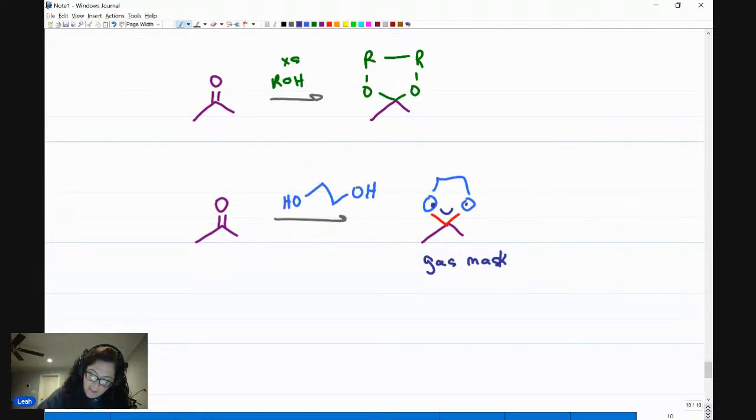The gas mask, this right here is your acetal protecting group. This is called ethylene glycol. I think it used to be an antifreeze or something. I may be mistaken, don't quote me on that. But that's the molecule that you have to know.